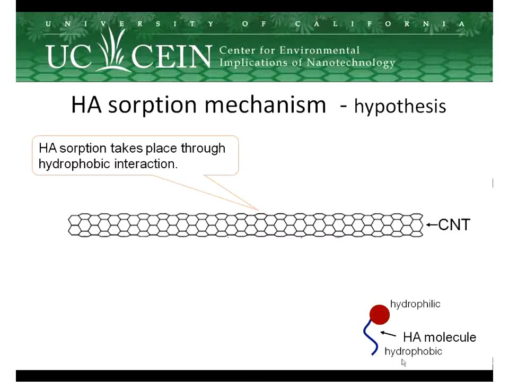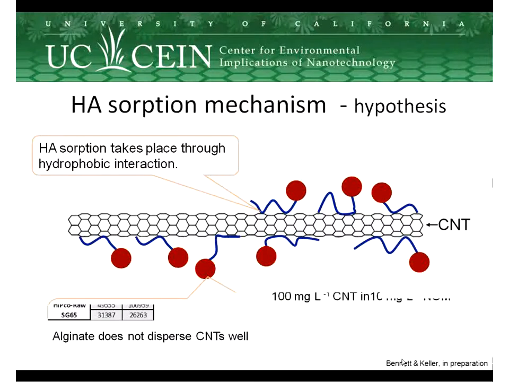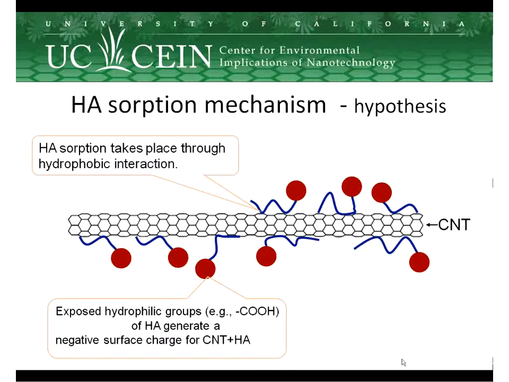So one of the ideas is that it's a hydrophobic interaction. We have humic acid, and humic acid basically will have kind of a hydrophilic head and then a hydrophobic tail, so like a natural surfactant. And so these attach onto the carbon nanotubes, and then these expose these more soluble heads to the rest of the water, the media, and so that's what allows them to get well dispersed.